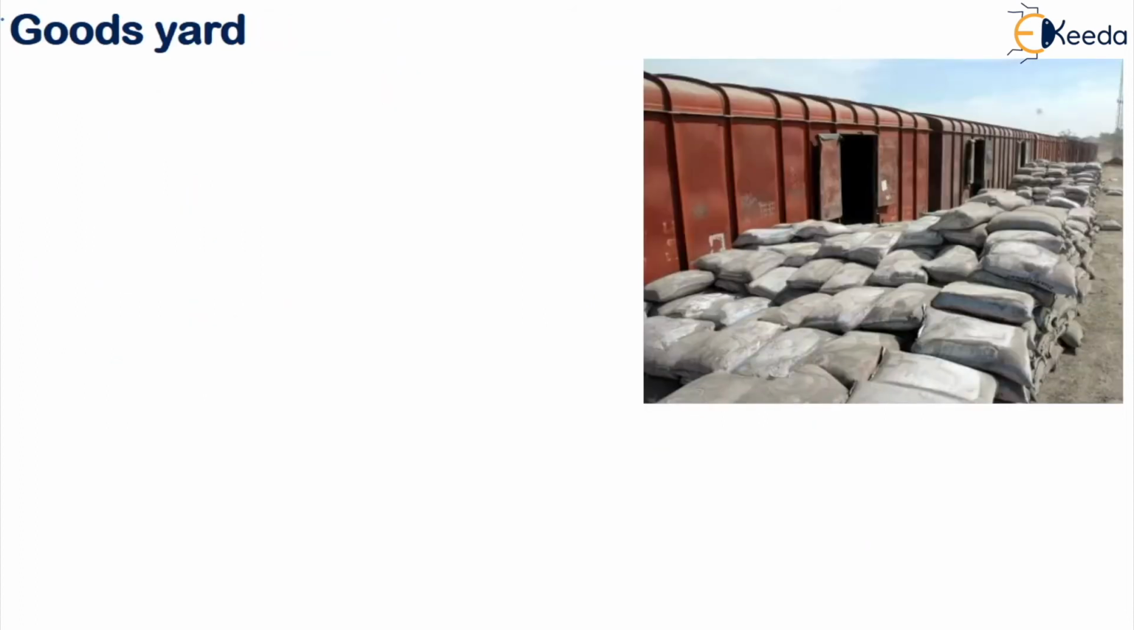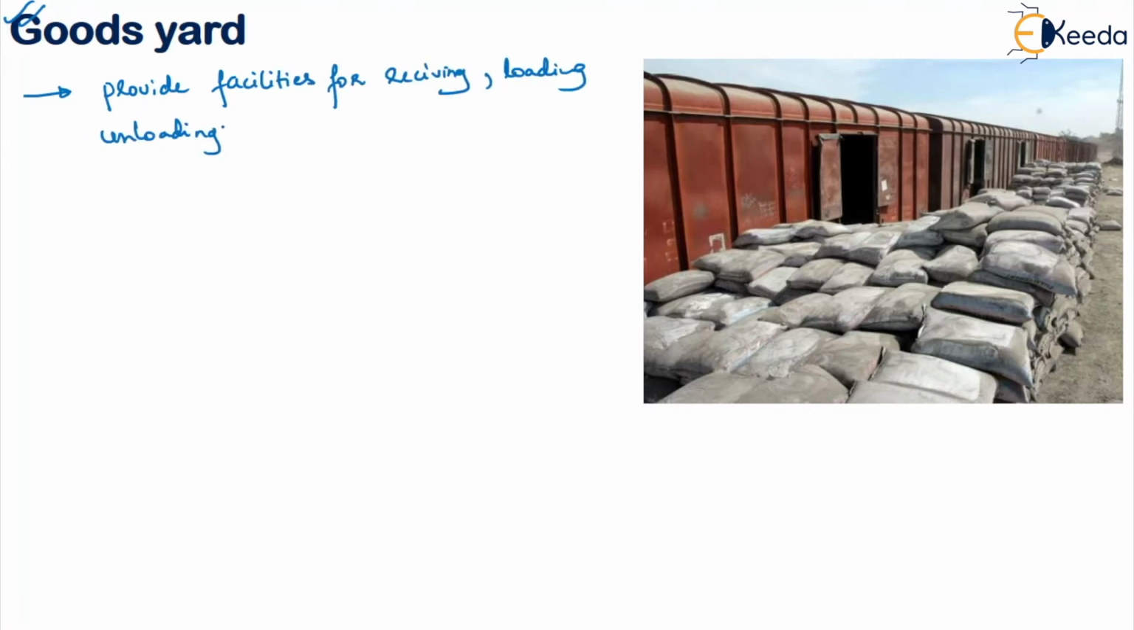Next one is your goods yard. The second one is your goods yard. So here what will happen? You will provide facilities for receiving, loading, unloading and delivery of goods. So this is specially for goods. What we do here is provide facilities for receiving, loading, unloading and delivery of goods and the movement of wagons. So where exactly are these provided?